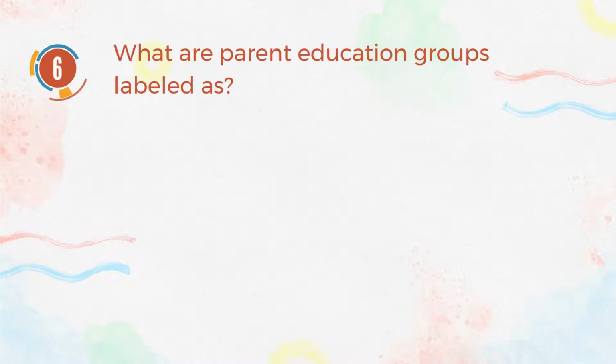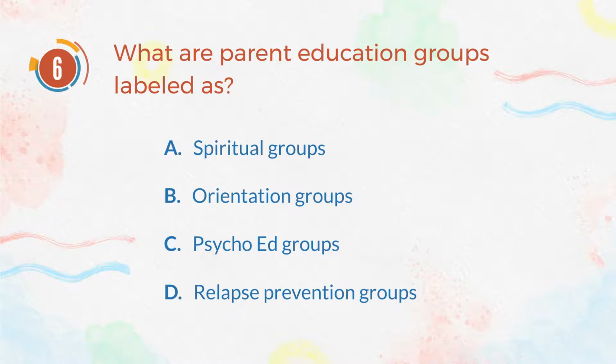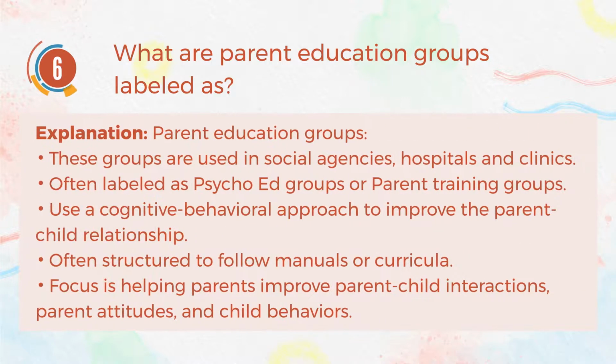Number 6. What are parent education groups labeled as? A. Spiritual groups. B. Orientation groups. C. Psycho-ed groups. D. Relapse prevention groups. The correct answer is C. Psycho-ed groups. Explanation.